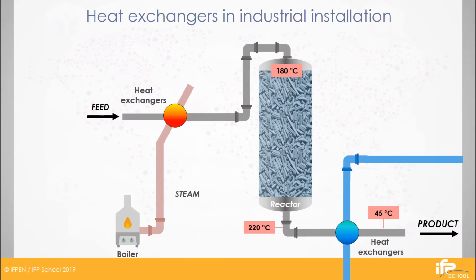Here is an example of a real unit. The feed needs to be heated to enter into a reactor. It goes through several exchangers in red, and it's heated by steam. The steam is produced inside a boiler, where we burn fuel gas and thus produce a certain amount of CO2. At the reactor exit, the fluid finally needs to be cooled down through other exchangers, in blue.